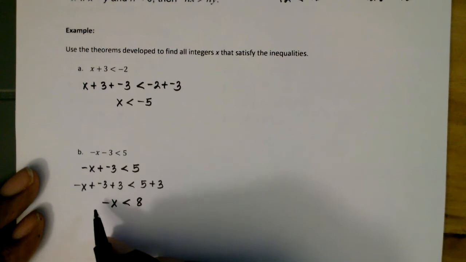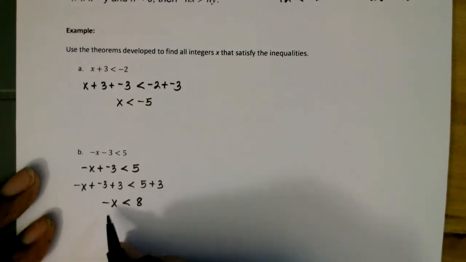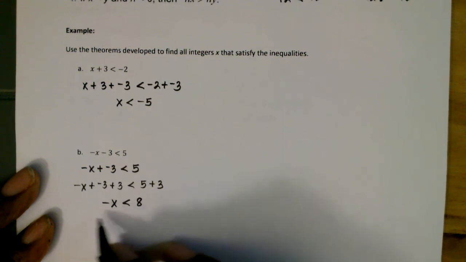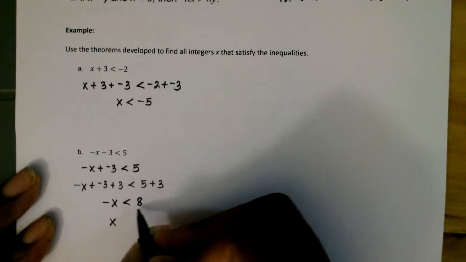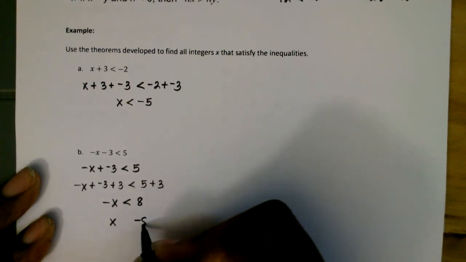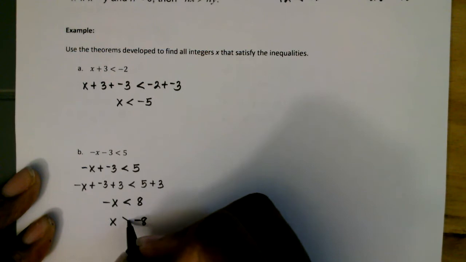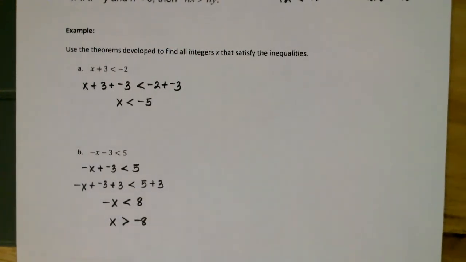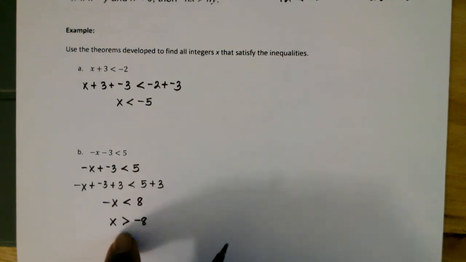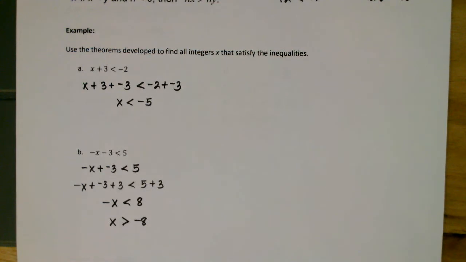Now, I got the negative sign in front of that X. I want to solve for positive X. Well, if I take the opposite of negative X, that would be X. But if I take the opposite of 8, it would be negative 8. And this inequality symbol changes to greater than. Or you could think of this as multiplying both sides by negative 1. You'll see your inequality symbol will have to change from less than to greater than. So I have X is greater than negative 8.